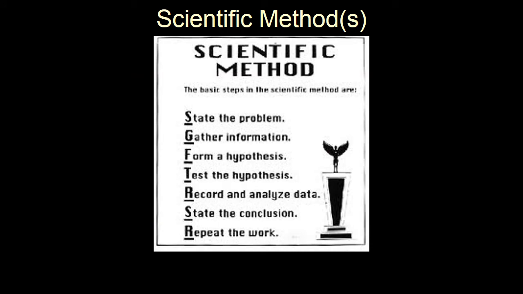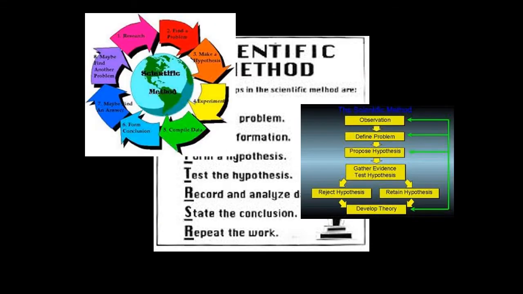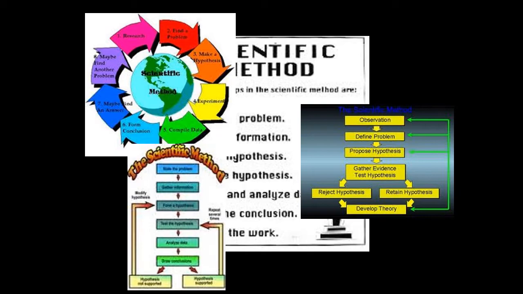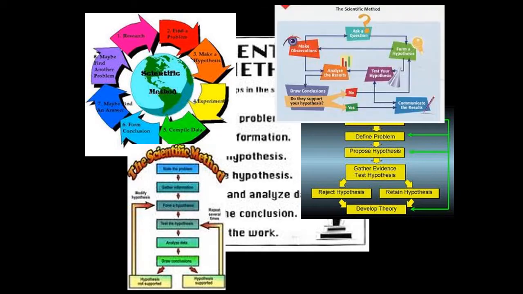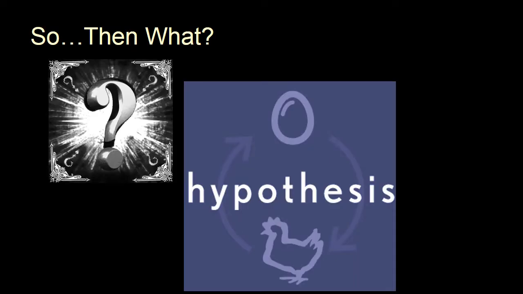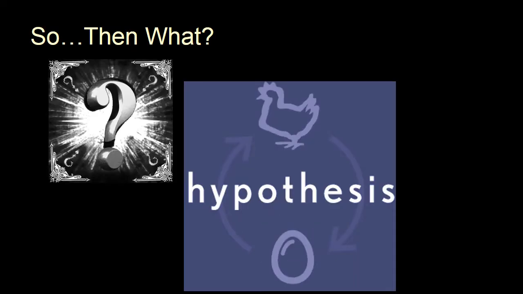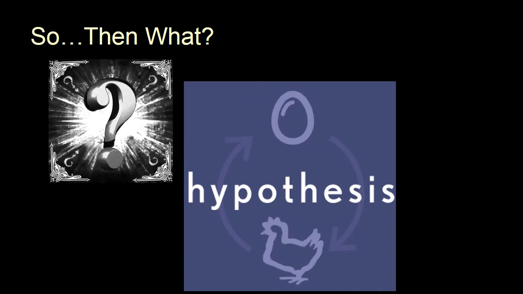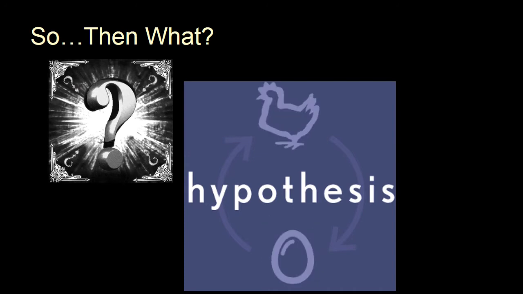You can see here many different versions of the scientific method. Some of them are longer, some of them are shorter, some of them are really complicated, some of them not so much. Some of them involved skulls in jars, don't know why. So we have an organized way of figuring out answers to problems. That's what science gives us.